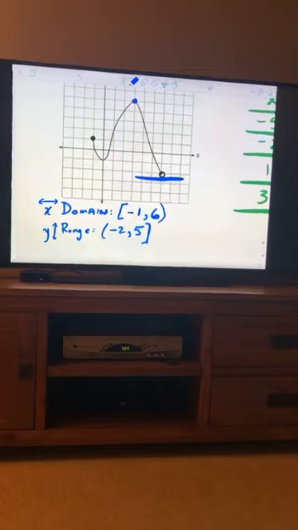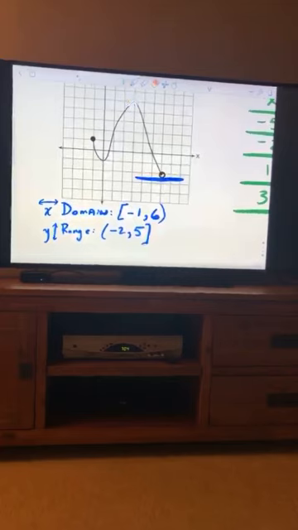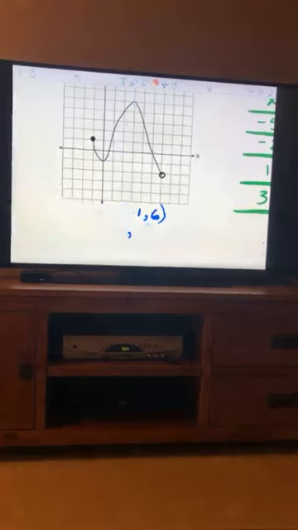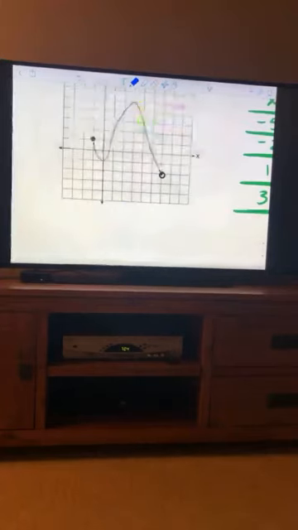All right, and increasing versus decreasing. This was one I covered in lesson 2, I believe, the second day after we came back from break. Excuse me, not after break, before.